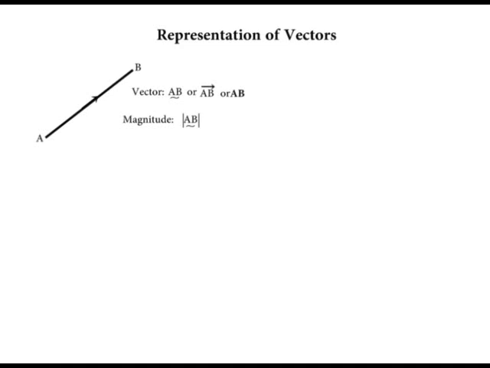A is the initial point, sometimes called the tail, and B is the terminal point, called the head of the vector. Sometimes a vector can be denoted by a single small letter as shown on your screen. In printed work, vectors are denoted by bold letters. When writing these vectors, you will use the common notation AB with a waveline or simply a small a with a waveline below.